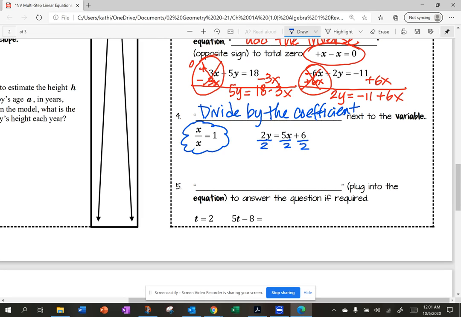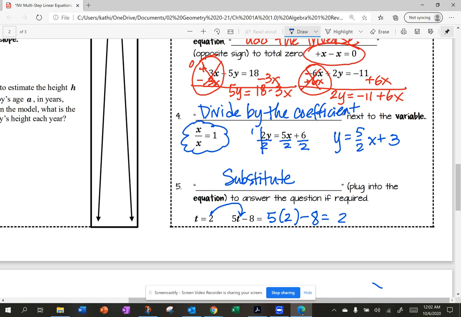So I do this to every term. So 2 divided by 2 is 1. So I get y equals 5 halves x plus 3. And my final step is substitute. This is where I'm going to plug into the equation to solve if I need to. So if t equals 2, and I want to substitute 2 in for t, this would be 5 times 2 is 10, minus 8 is 2.